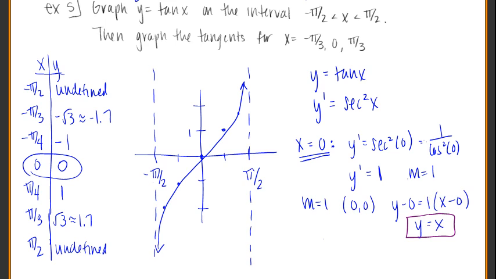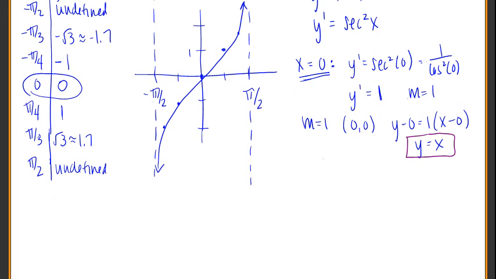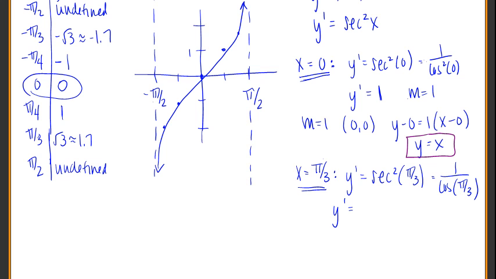Continuing this same process, let's find it for, let's see, x equals pi over 3. Okay, so the derivative to help me find the slope is going to be secant squared of pi over 3, which is 1 over the cosine at pi over 3. Okay, so that's saying that my derivative there, or my slope, is 1 over the x value, which is 1/2. So it looks like it's going to be 2. So in that case, m equals 2.